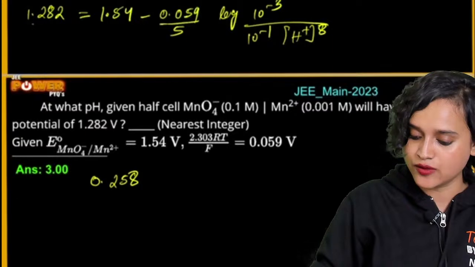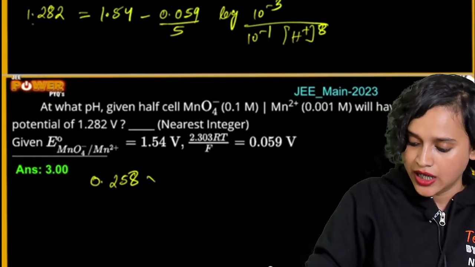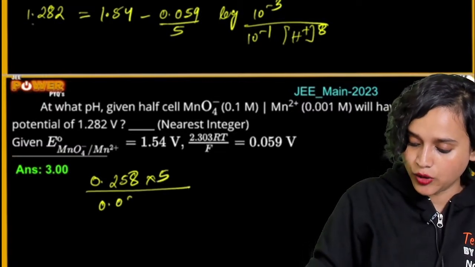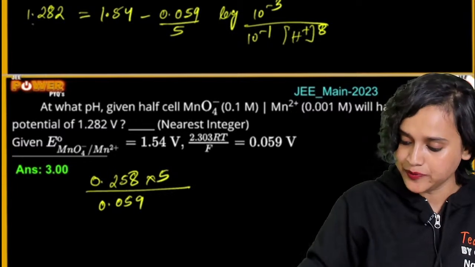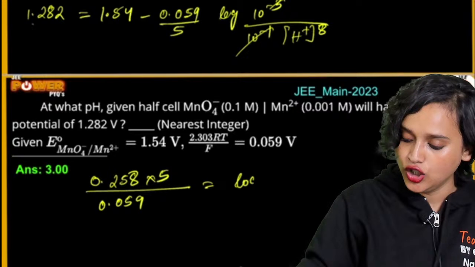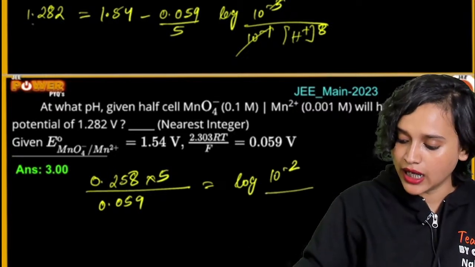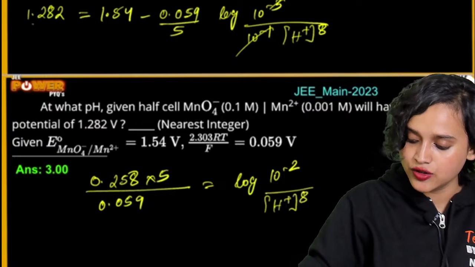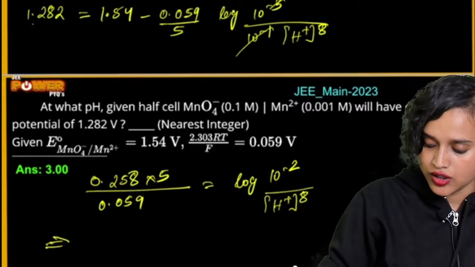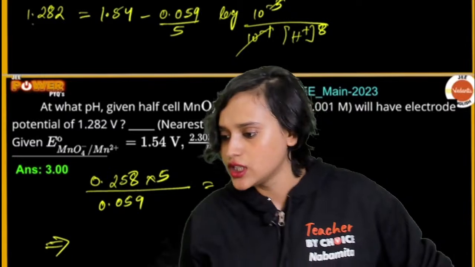0.258. This is what you will get. Minus 0.258 multiplied with 5 divided by 0.059 is equal to log of 10 to the power minus 1 times 10 to the power minus 3, that is 10 to the power minus 2, divided by H plus to the power 8. Now solve this part. How much will you be getting? Solve this other side.